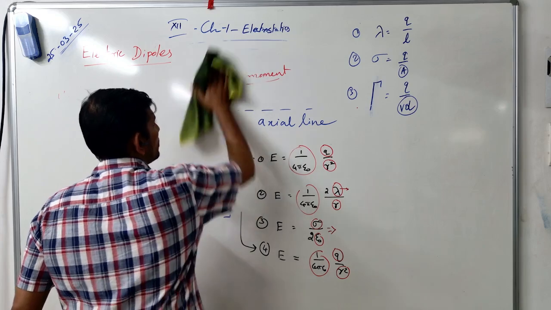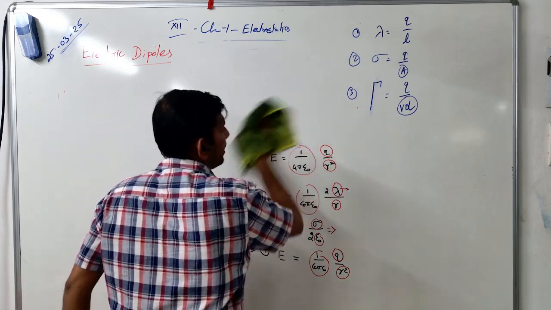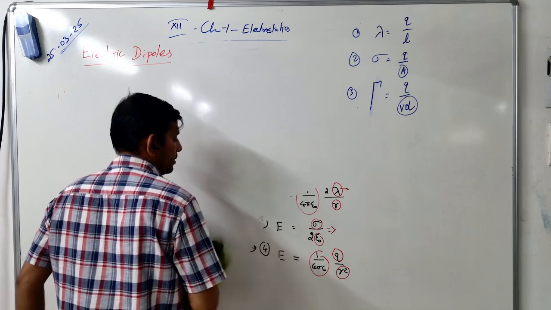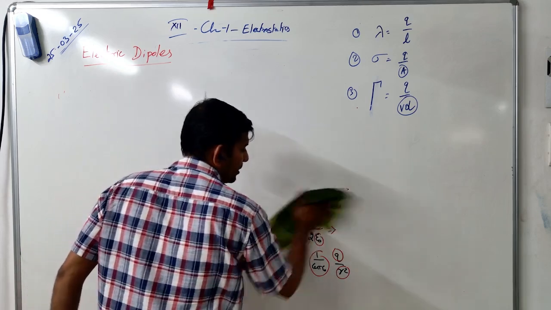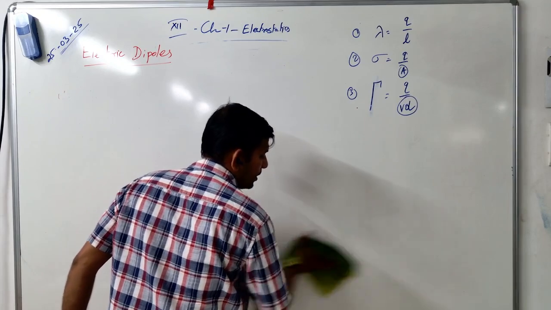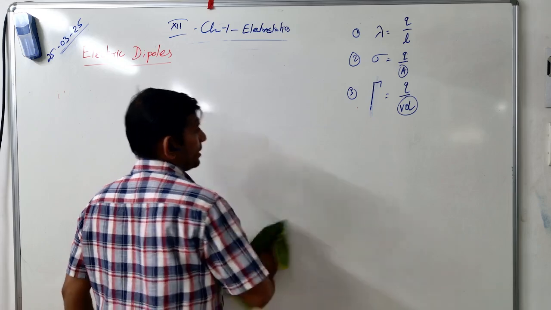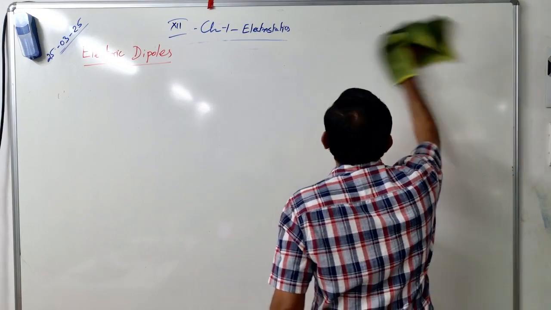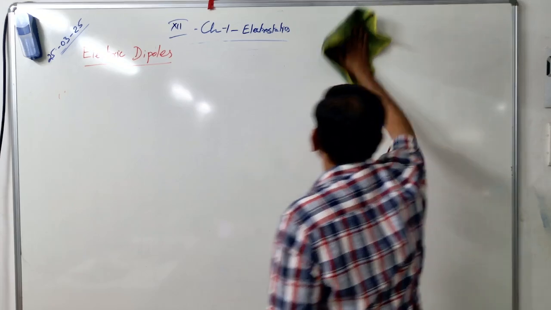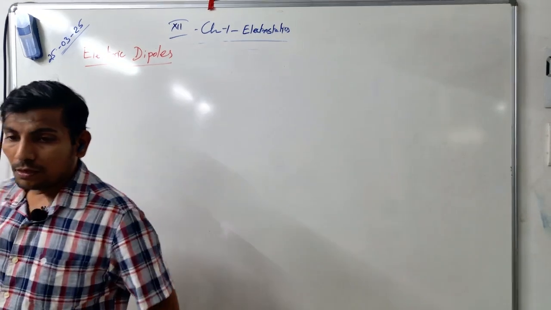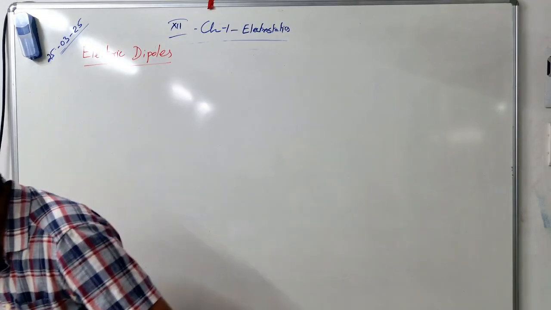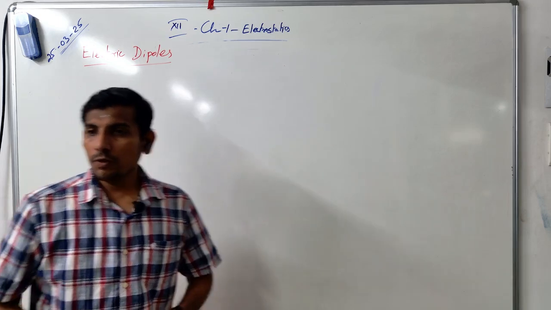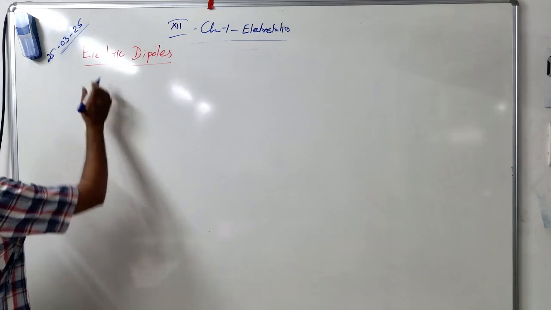What is so special about the dipoles? Dipoles have their strength described by a quantity called the dipole moment, which is a vector. Since it's a vector, we need its magnitude and direction. So the magnitude of this vector is 2 into QA or Q into 2A, and the direction of this dipole moment is from negative to positive, always. Noted?